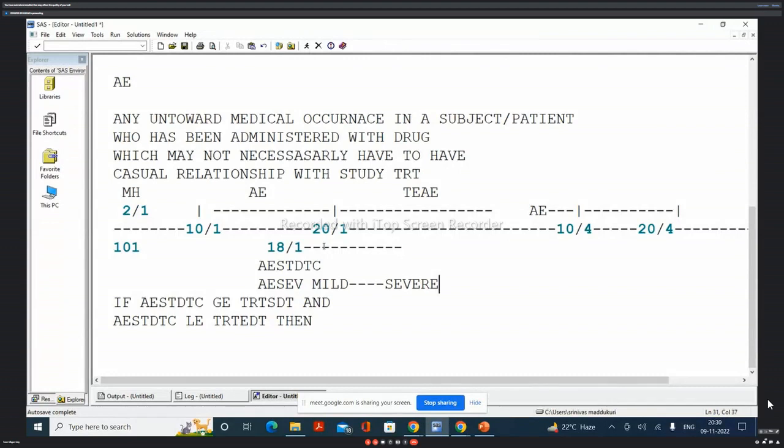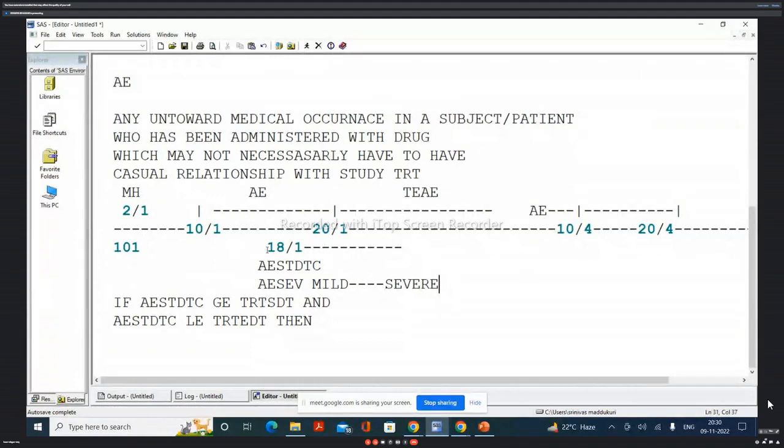Now, on the whole, how can we define a treatment emergent event? A treatment emergent adverse event may not be pre-existing. If it appeared during the treatment, then we should call it a treatment emergent adverse event, or it may be pre-existing. That means it existed pre-treatment, but if the severity has worsened during the treatment, then that should also be considered as a treatment emergent adverse event.